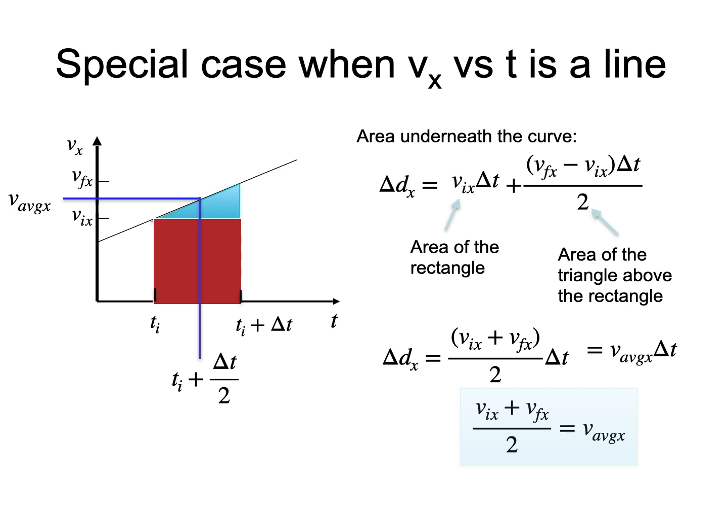This result is useful because a measurement of the average velocity can be considered to be an evaluation of an instantaneous velocity at the time in the middle of the interval, if it is assumed that the Vx versus t is a line during that interval.